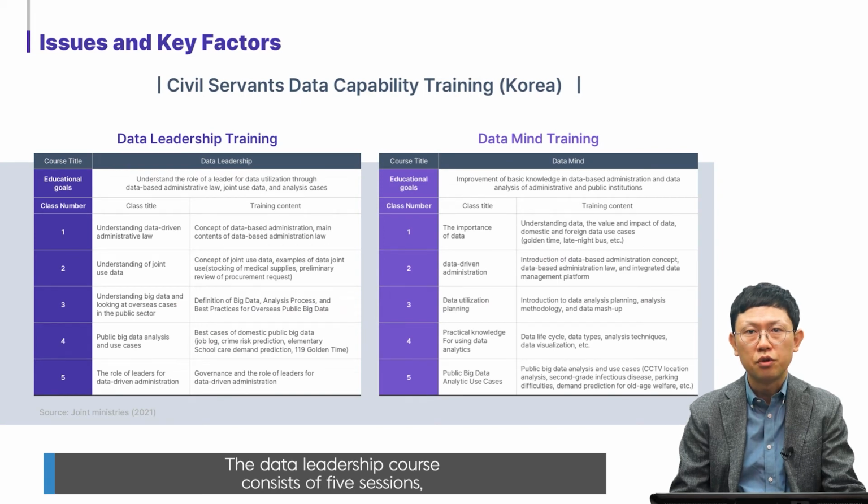The data literacy course consists of 5 sessions such as data-based administrative law, jointly used data, public big data and overseas cases, public big data analysis and use cases, and the role of a leader in data-based administration. The data mind course consists of 5 lessons such as the importance of data, data-based administration, data utilization planning, practical knowledge for data analysis, and public big data analysis use cases.